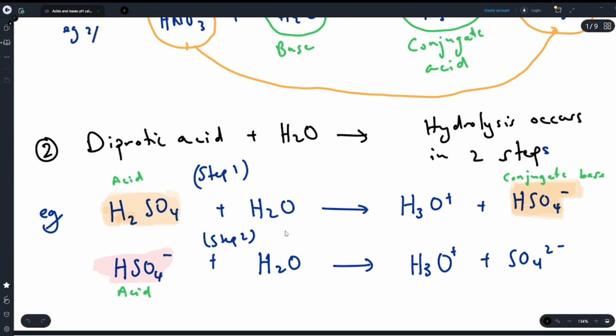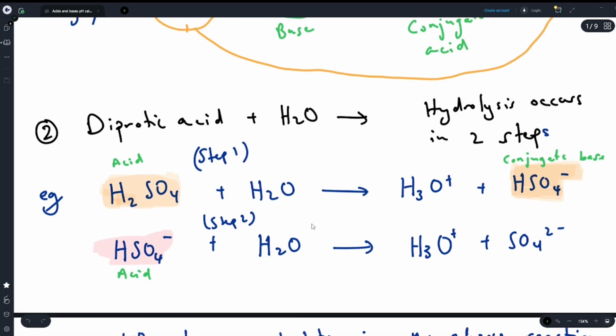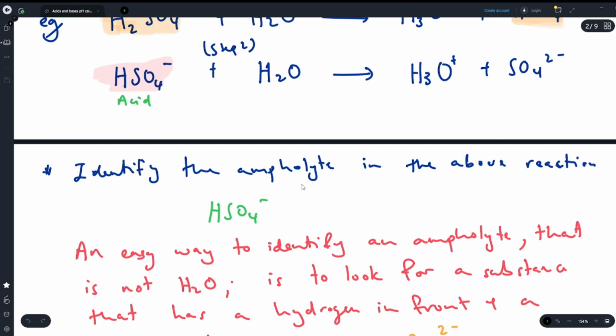However, in this reaction, we don't have enough evidence to support the fact that water is an ampholyte. In the first reaction, water behaves as a base. In the second step, it behaves as a base. Not enough information to prove it's an ampholyte. But if you look at HSO4-, in the first step, it is a conjugate base. In the second step, it's behaving as an acid. So if they ask us to identify the ampholyte in the above reaction, the ampholyte is HSO4-.